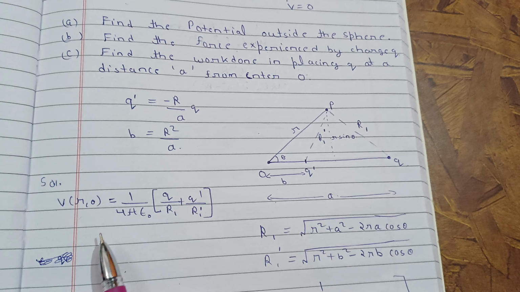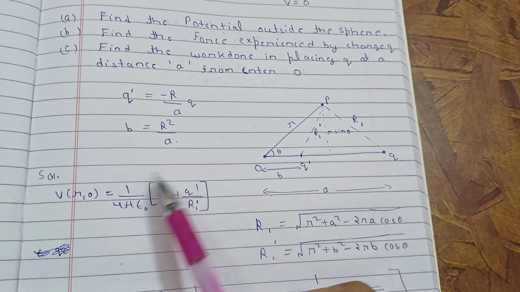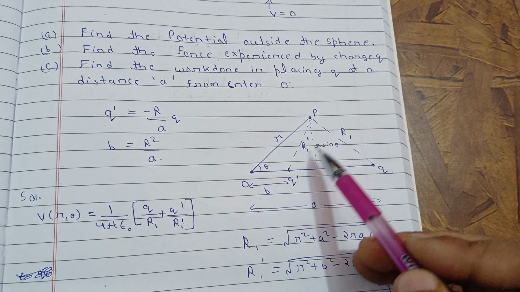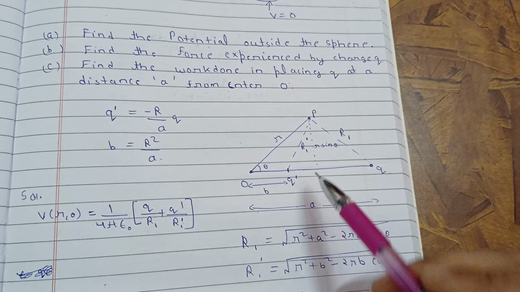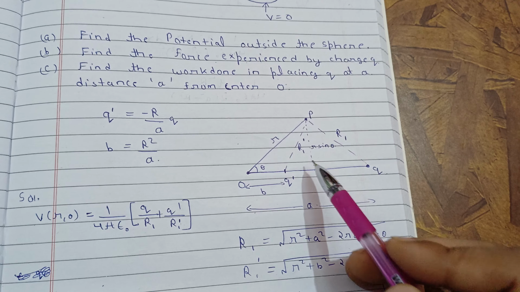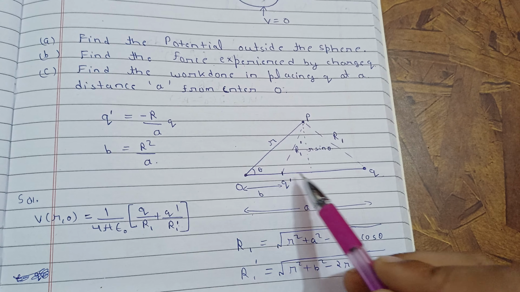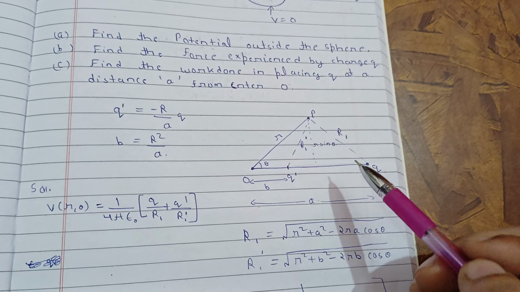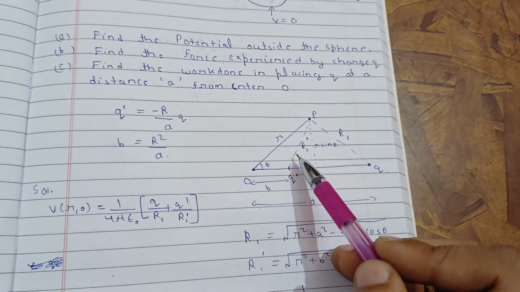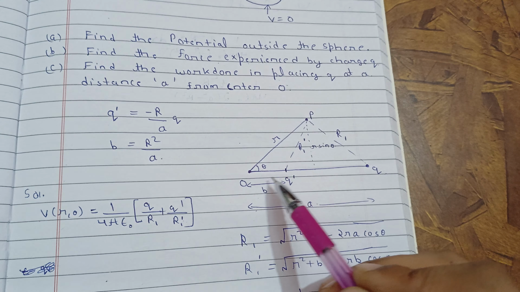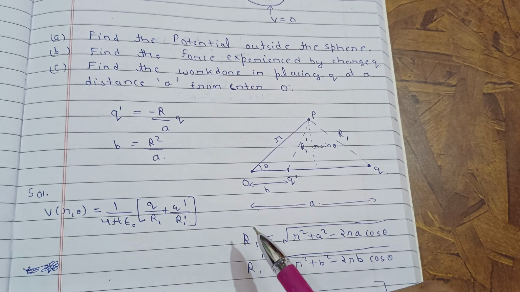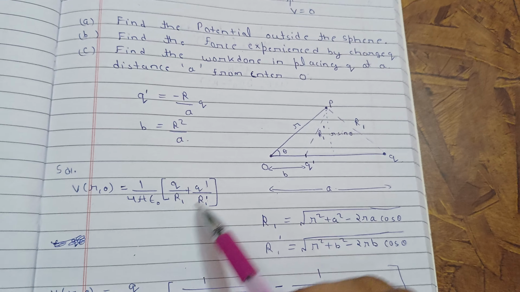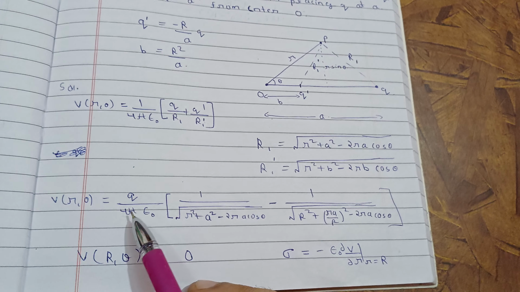Now you need to substitute the values here in terms of the known terms. So what will r1 be? This is r, then this will be r sin theta, and this is r cos theta. So r1 square will be r sin theta square plus a minus r cos theta square. And same for r1 dash: it will be r cos theta minus b square plus r sin theta square. And you already know q dash equals minus r by a times q. So substitute all the values here and you will get your potential in terms of r and theta.